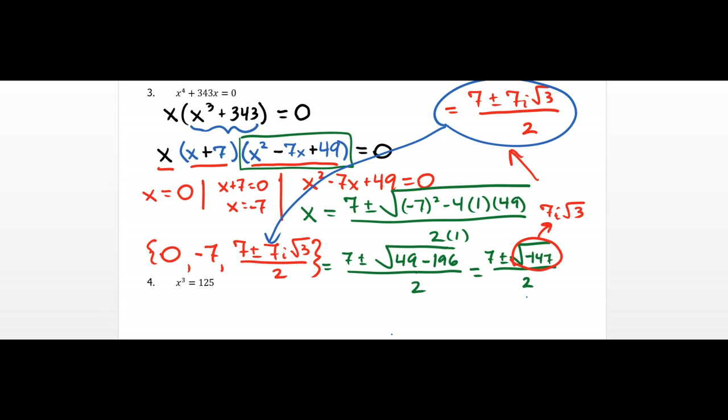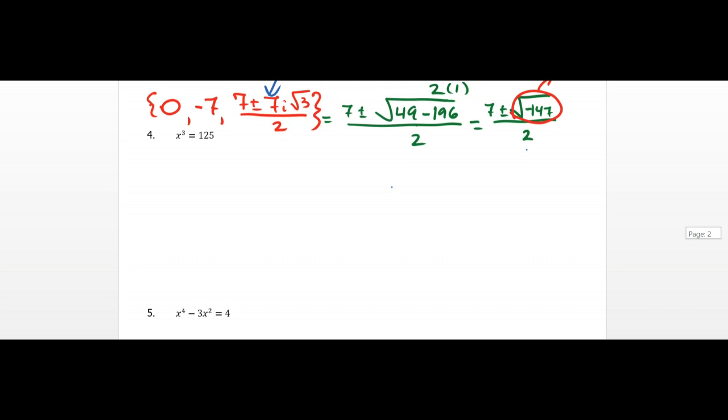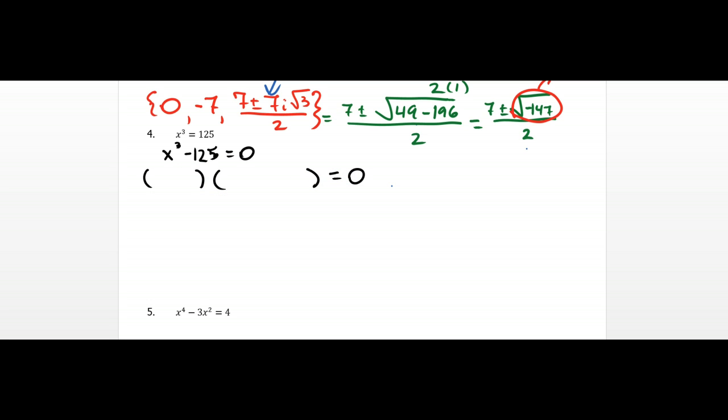Okay, we're going to try another one similar to that. x cubed equals 125. This is number 4. For this one, I do need to set my equation equal to 0, so I'm going to subtract 125 from both sides first. That's going to give me x cubed minus 125 is equal to 0. I notice now I have a difference of cubes, so I can factor this into a binomial times a trinomial. If I use my SOAP, same, opposite, always positive.